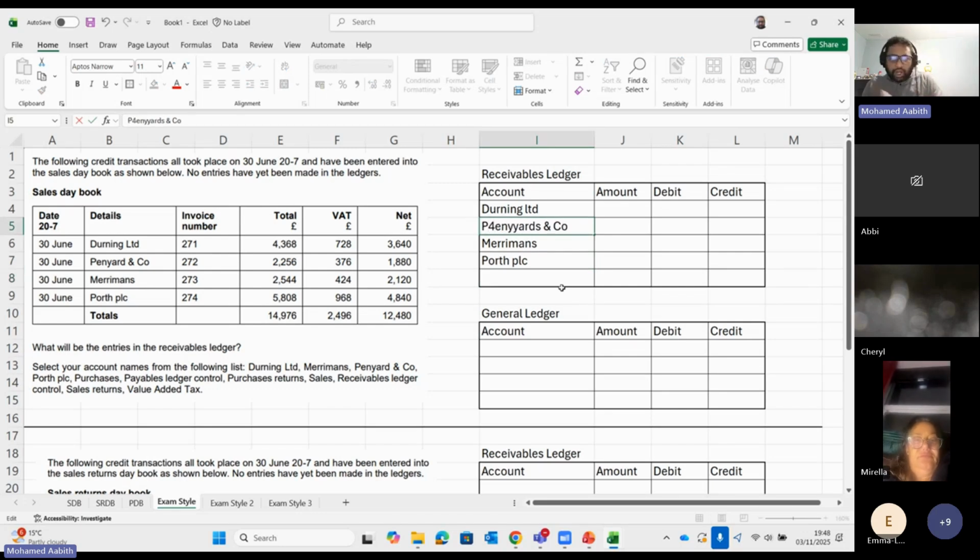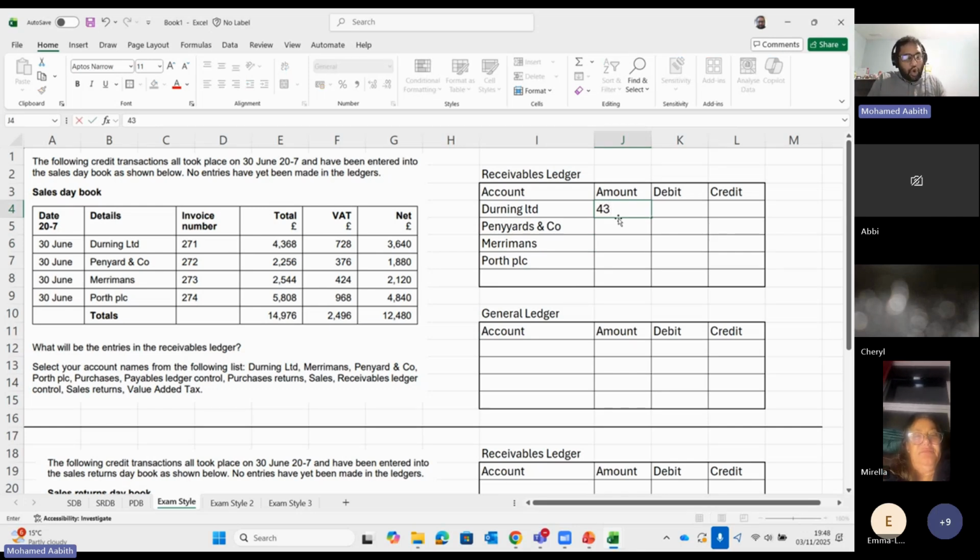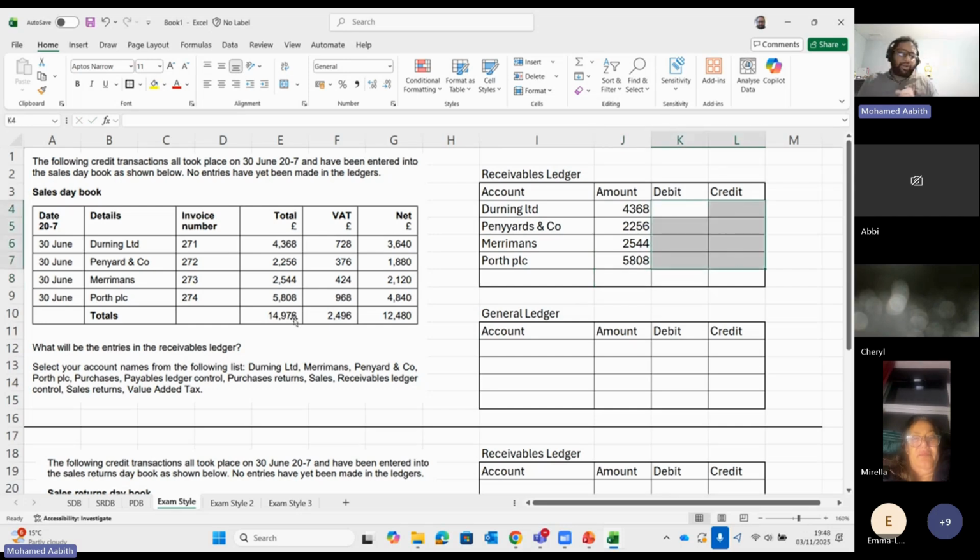They didn't ask you to total anything. They didn't ask you to work out your debits and credits straight away. No, they want you to have the amount. How much is the amount? The amount in this scenario is the total amount. They owe you the whole of that money, 2256, and then we have 2544, and then 5808. Now what entry will it be? Is it going to be a debit or a credit?